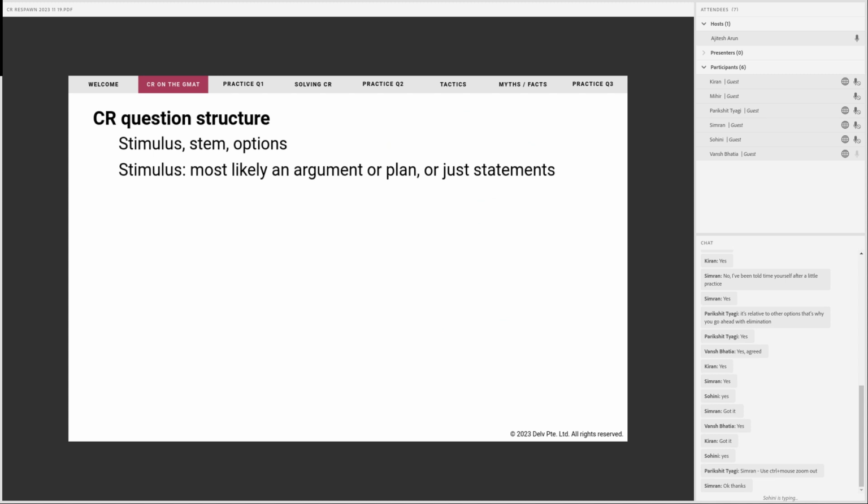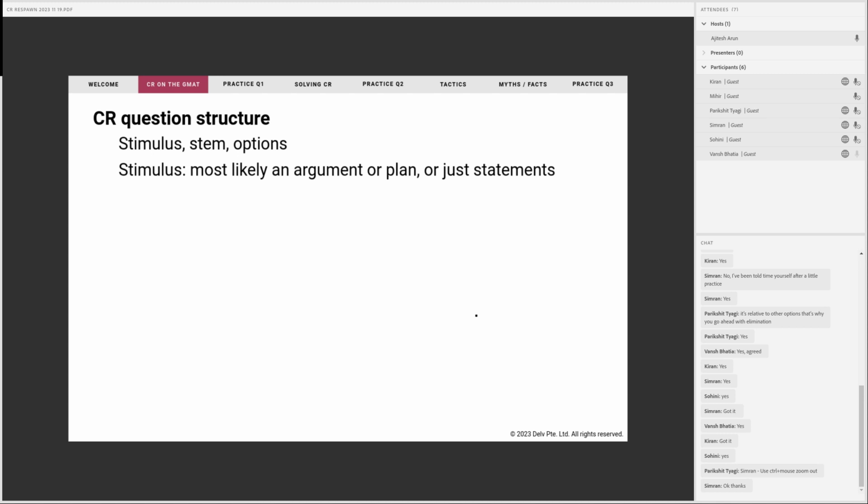Okay, now, what is your stimulus going to be? Your stimulus is most likely going to be something called an argument or a plan. These are two things that the GMAT absolutely loves in critical reasoning. Now, the majority of your questions are going to be like this. Now, an argument is when someone's trying to convince you of something. They'll give you reasons, they'll tell you what they want you to think, and they'll give you reasons for that. Now, arguments are very, very important. Recognizing arguments, breaking arguments down, very important. But that's not what we'll focus on in today's session. It'll be our very next session.